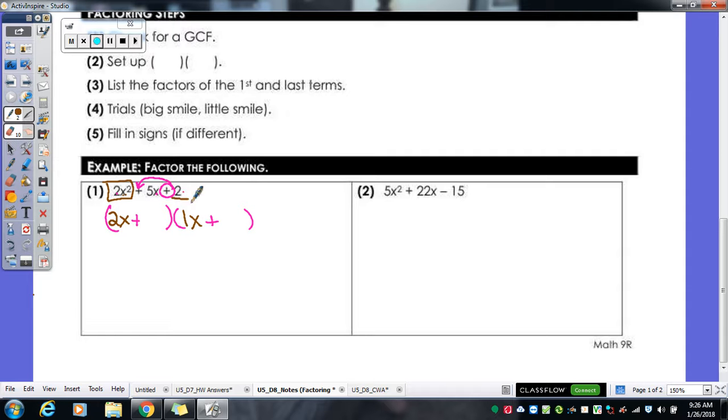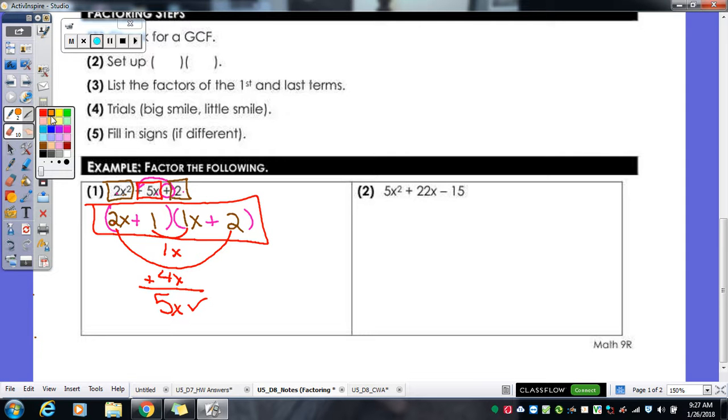So then here, we look at our last term, what multiplies to give us 2? We already said that. 2 and 1. So then you got to, again, check, because you got to make sure you get that middle term. We want to get a 5 in the middle. So my little smile would be a 1x. Big smile is a 4x, because 2x times 2 is 4x. Add those together. Bam, there's our 5x. So that means we factored it correctly. This is our answer up here.